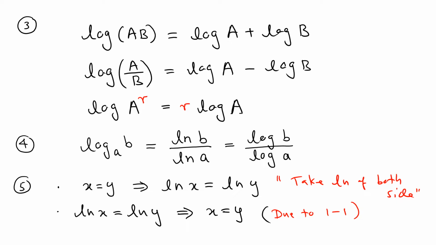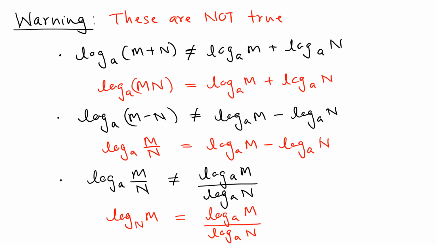And there are certain cases where students make mistakes. Let's talk about them quickly. So these results are not true. The first one says log_a(m plus n), you cannot simplify this further than that. It doesn't equal log_a m plus log_a n. What we have is the product equals the sum. Similarly, if you have a difference, you cannot simplify this further than that. What we have is log of the quotient equals log_a m minus log_a n.